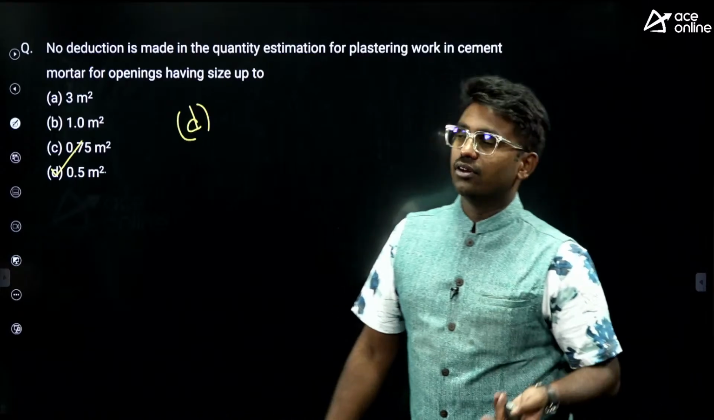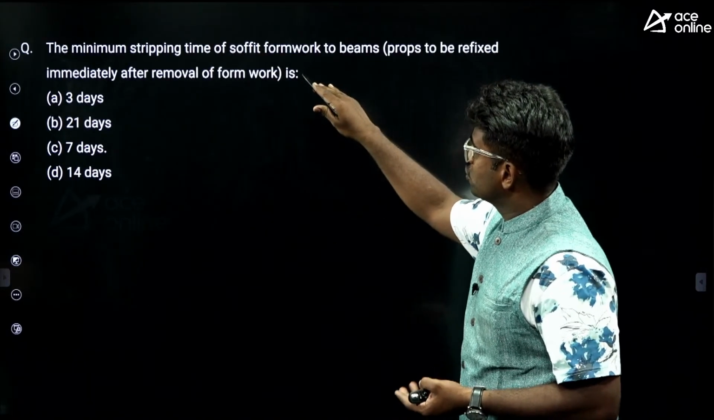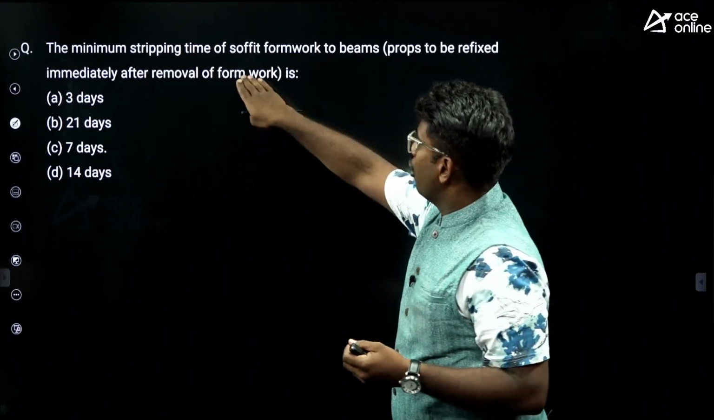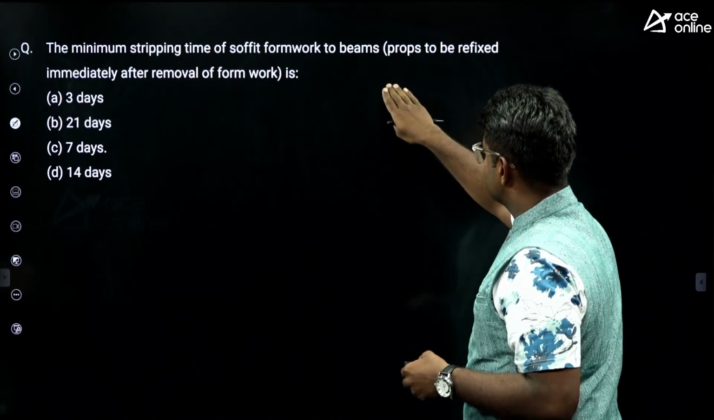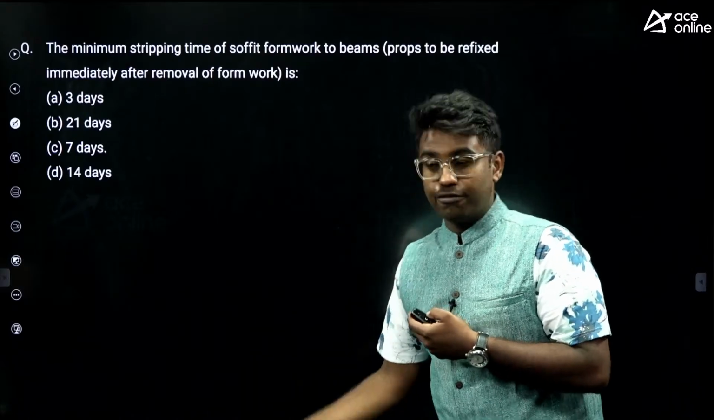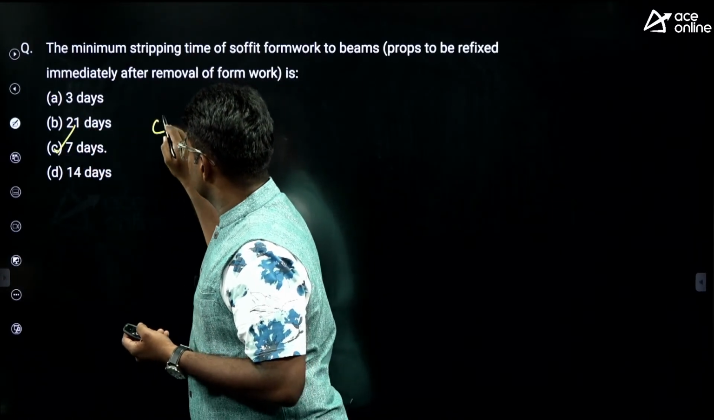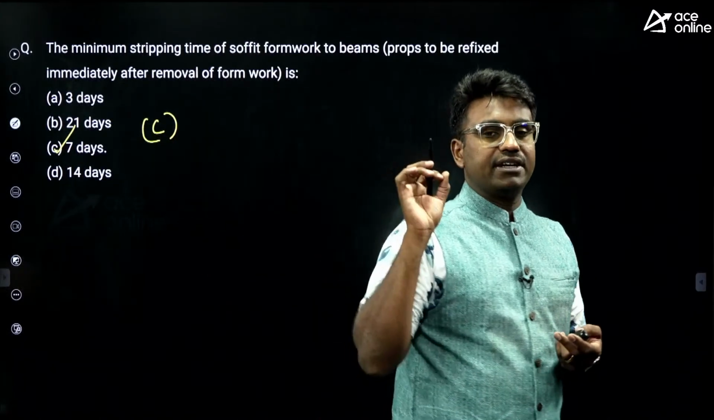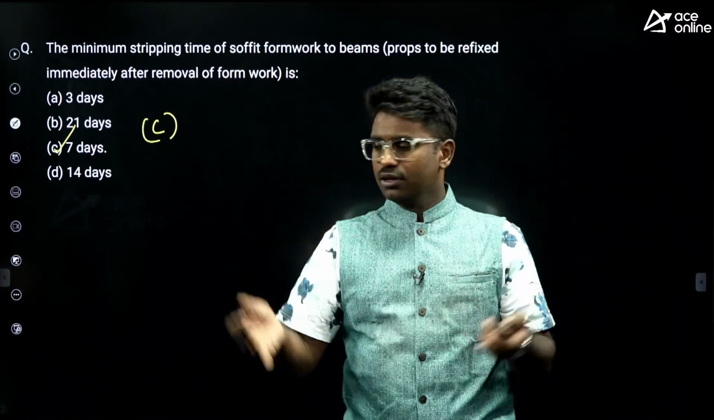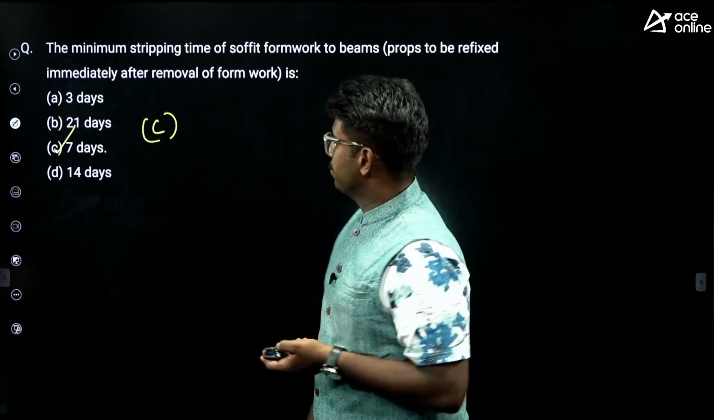Okay, fine. The minimum stripping time of soffit formwork to beams, stripping means removing, is done after how many days? For beams, it is 7 days. Please do remember, for beams it is 7 days. For columns and all, again 16 to 24 days. That is different. Okay, 7 days minimum is required.